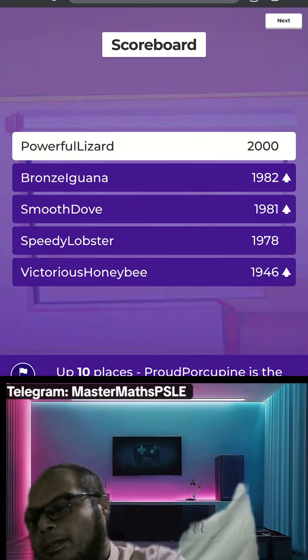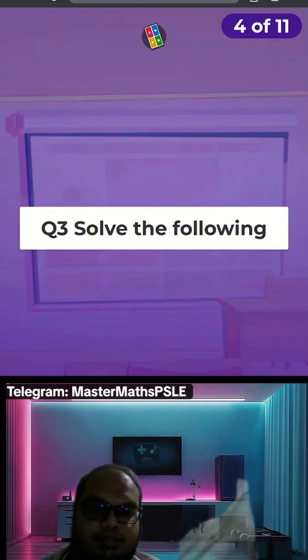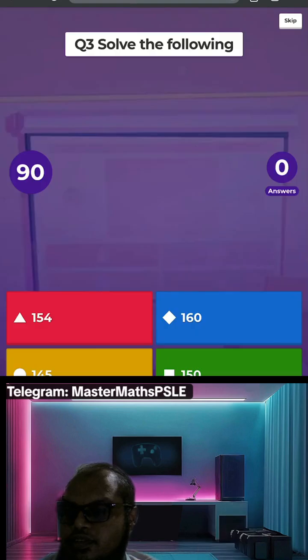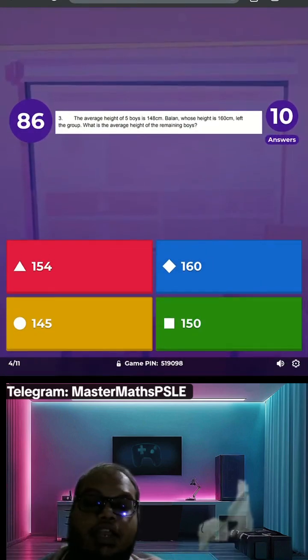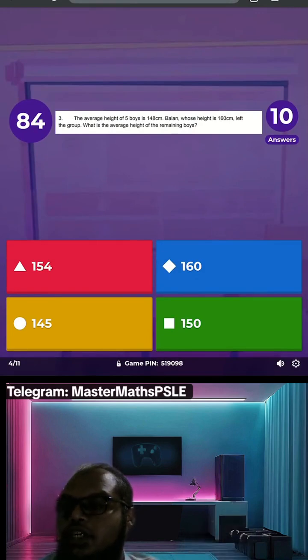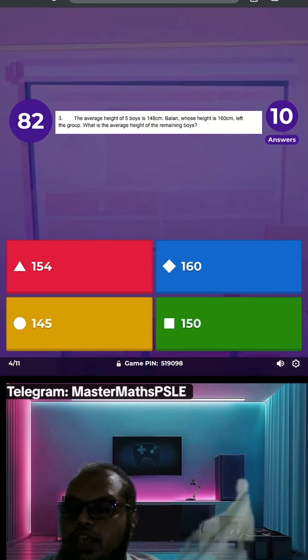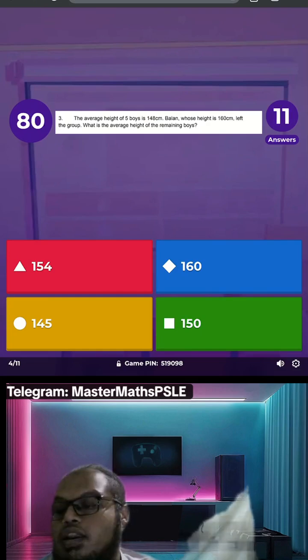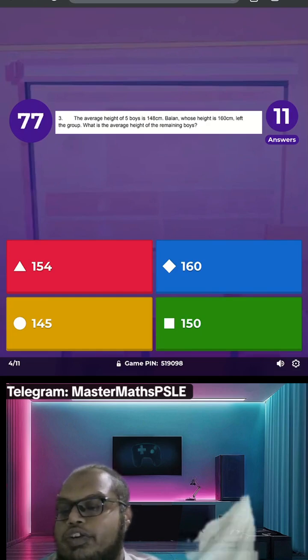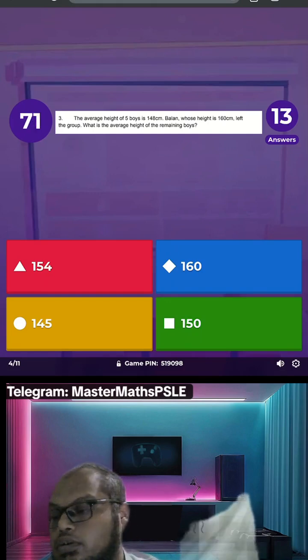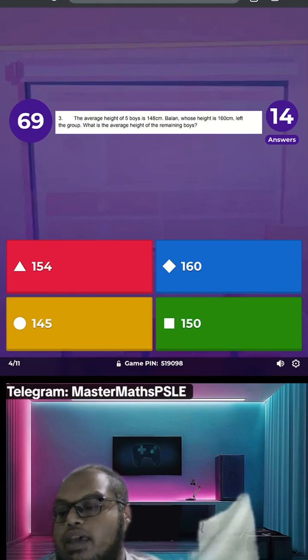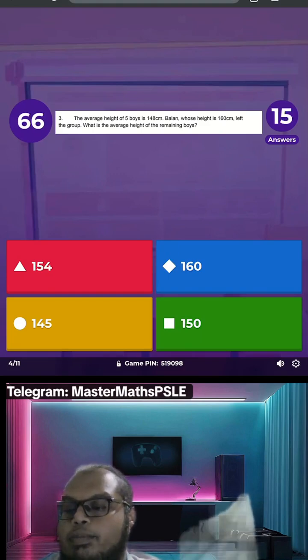Okay, now let's go to question 3. A bit more on average. The average height of 5 boys is 148. Balan, whose height is 160, left the group. So left means, are you going to add to the total or subtract from the total? Then after that, what is the average of the 4 remaining boys?